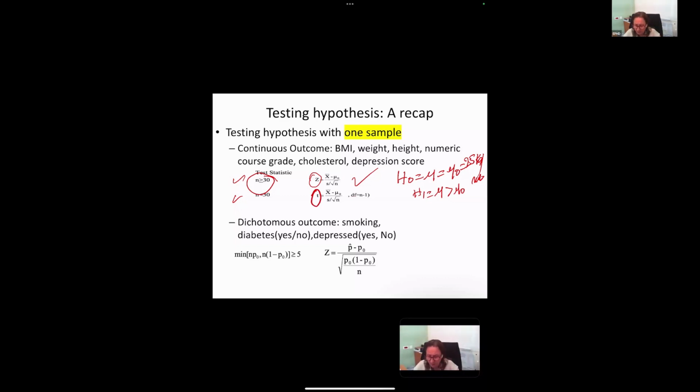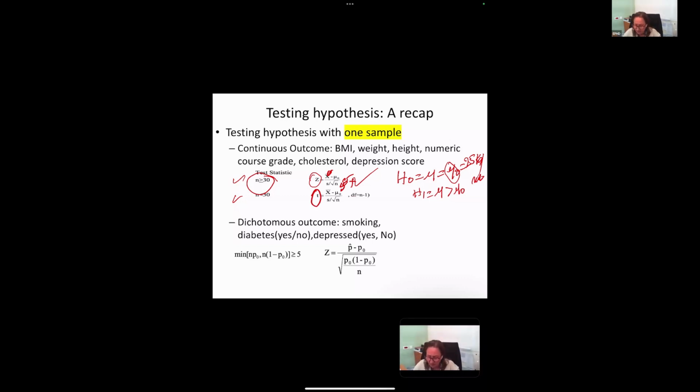Again, always what I'm doing, I take a sample, I find the mean of the sample, I compare the mean to my mu 0, which is 25, and I divide by the standard error of x bar, and I get a number. That number, I compare it to a critical value.